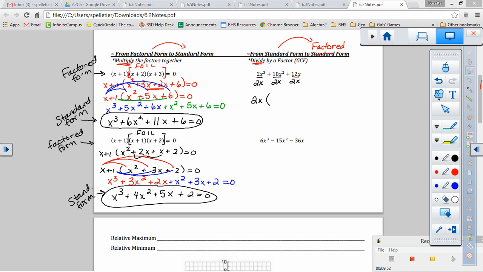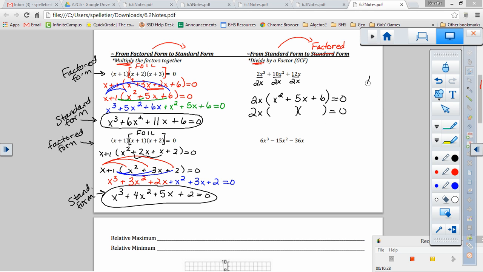So 2x to the third divided by 2x leaves me with x squared. 10 divided by 2 is 5. You had two x's, you took one away, leaves you with 1. 12 divided by 2 is 6. X divided by x is 1, so it's gone, equals 0. And there are your two factors, okay? And then you need to look at, and this is where we stopped in Chapter 5 when we were doing factoring. We kind of stopped right here, but now what we need to do is look at what can I do with this trinomial to break it down, okay?